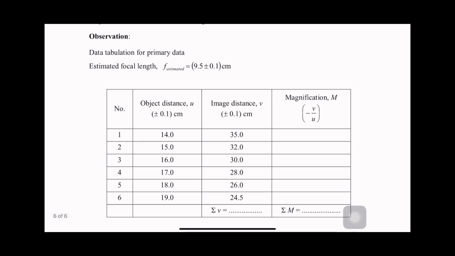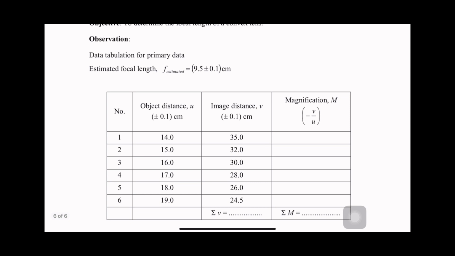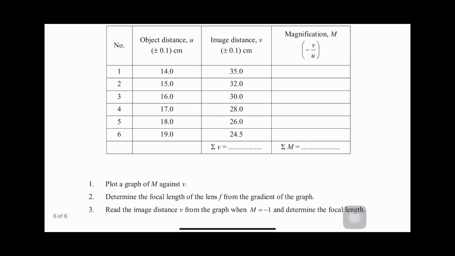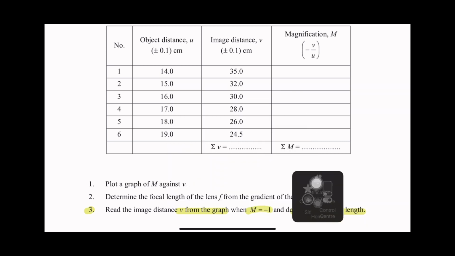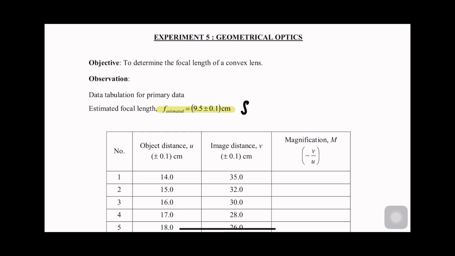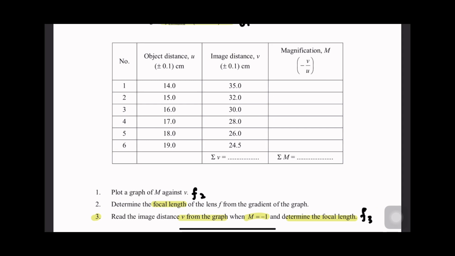Okay, this is the observation. So first, ni dia dah kira estimate saya siap kat you lah. Okay, ni adalah F estimate, iaitu F1. And then F2 is come from the plotting graph. Itu adalah F2. And then F yang ketiga adalah point number 3. Read the image distance V from the graph when M is equal to negative 1 and determine the focal length. So this is focal length yang ketiga. Ni focal length yang kedua, come from graph. Okay, this is focal length 2. This is focal length 3. And focal length 1 dia dah bagi tahu dekat you lah. Okay, so you boleh plot graph and tulis you punya report. Thank you.